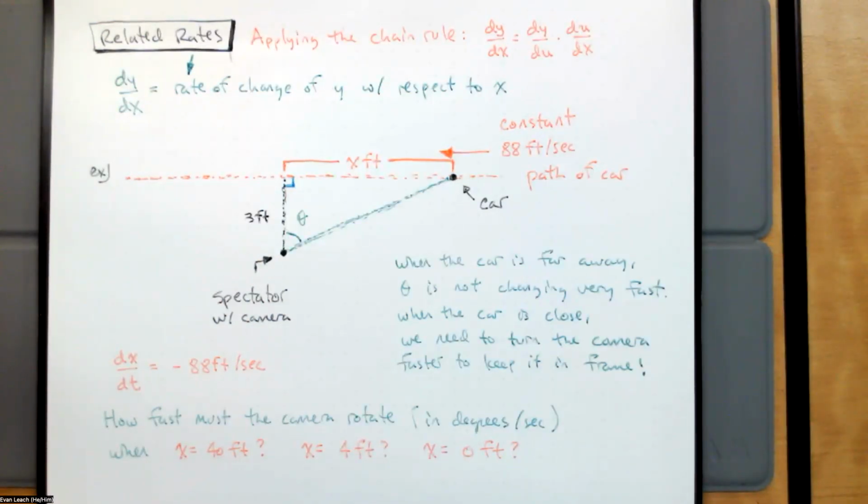We're expecting it to be a very high number, the highest number when x is 0 feet. So that's when the car is right in front. That's when we're going to have to spin the camera fastest. It should be slower when the car is 40 feet away.